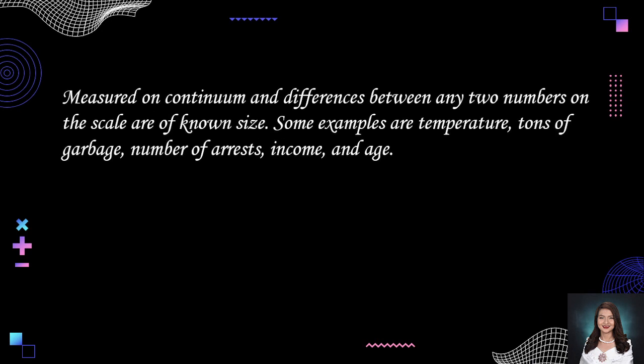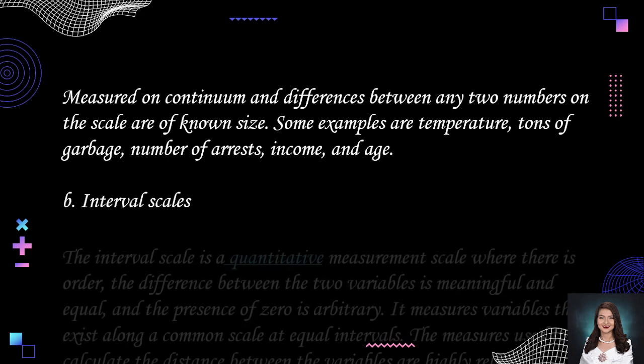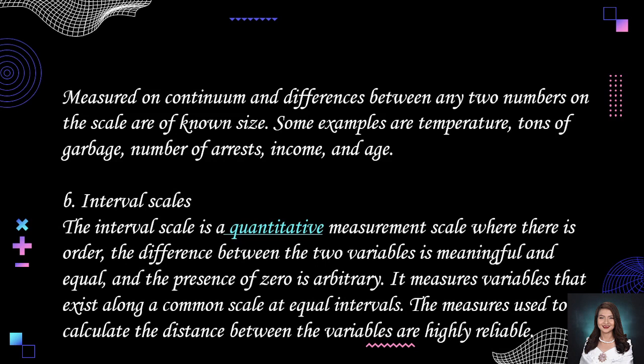Measured on continuum and difference between any two numbers on the scale are of known size. Some examples are temperature, tons of garbage, number of arrests, income, and age. The correct answer here is interval scales. The interval scale is a quantitative measurement scale where there is order. The difference between the two variables is meaningful and equal, and the presence of zero is arbitrary. It measures variables that exist along a common scale at equal intervals. The measures used to calculate the distance between the variables are highly reliable.